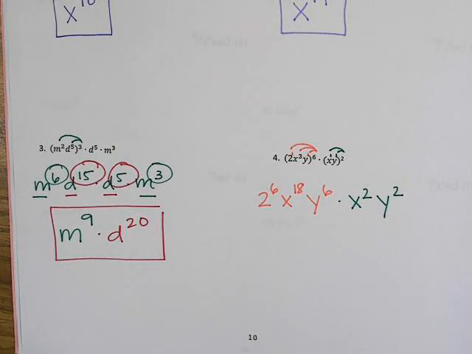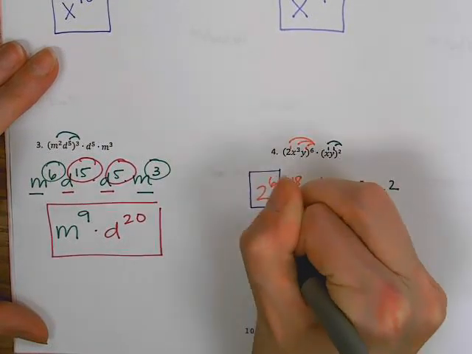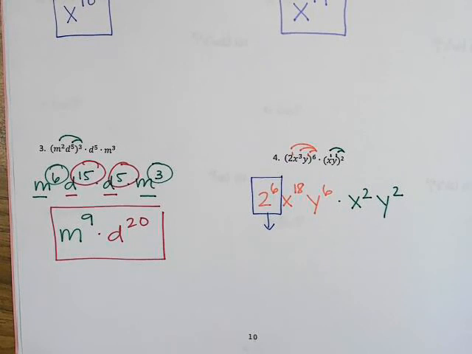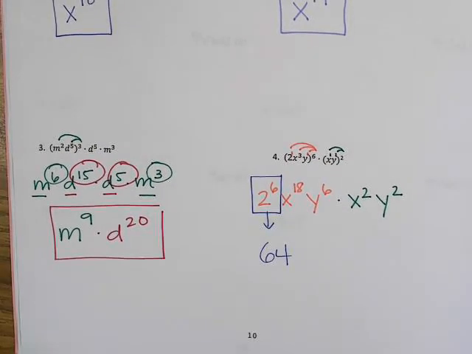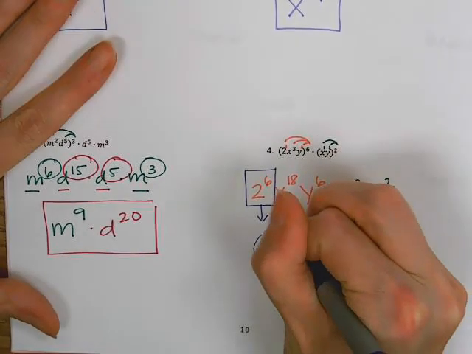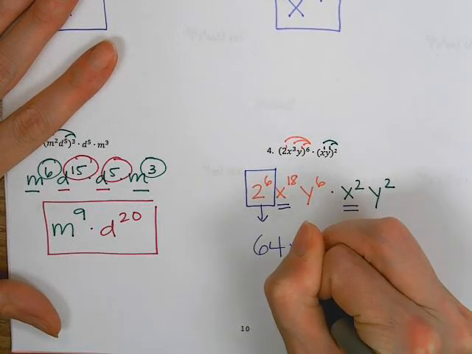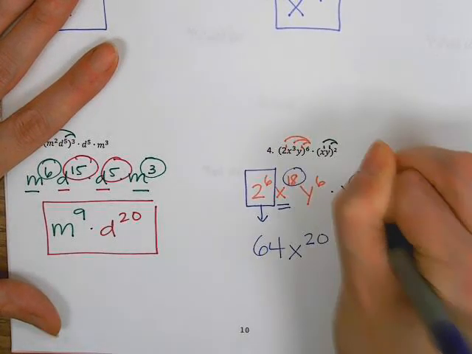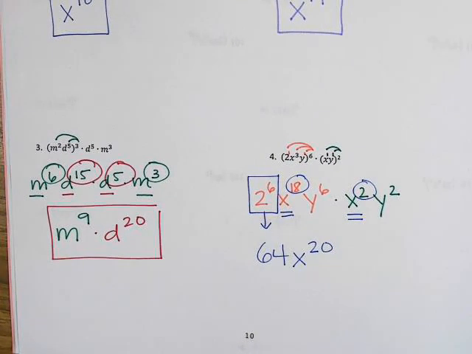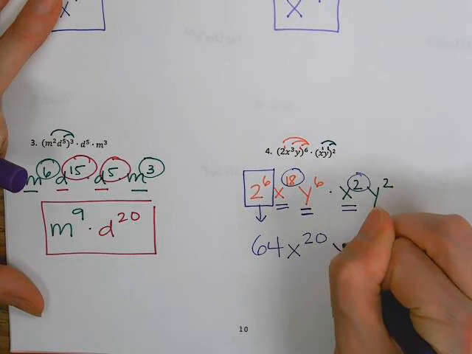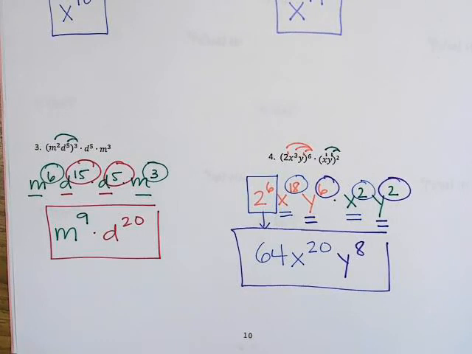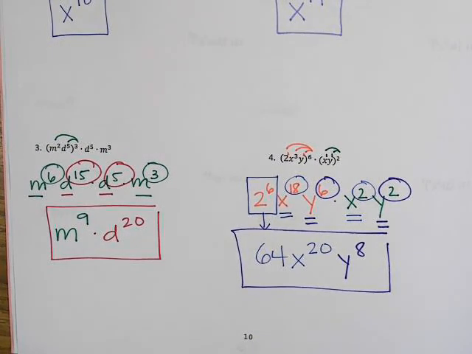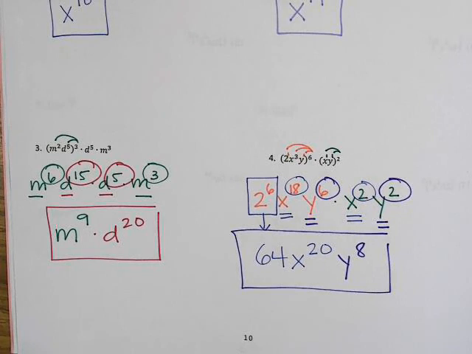Okay, next step, what is 2 to the 6th power? We actually want to do that. 2 to the 6th power is 64. And now we apply this rule. Same bases, you keep the base, but you add the powers. And then for the y's, you keep the base, but you add the powers. So final answer is 64, x to the 20th, y to the 8th. All right, moving on. Keep going.